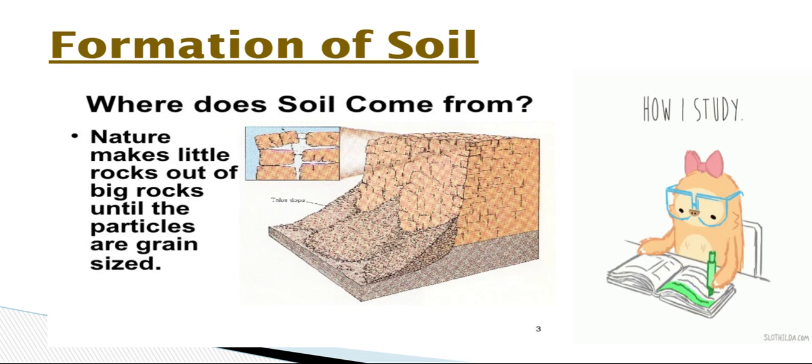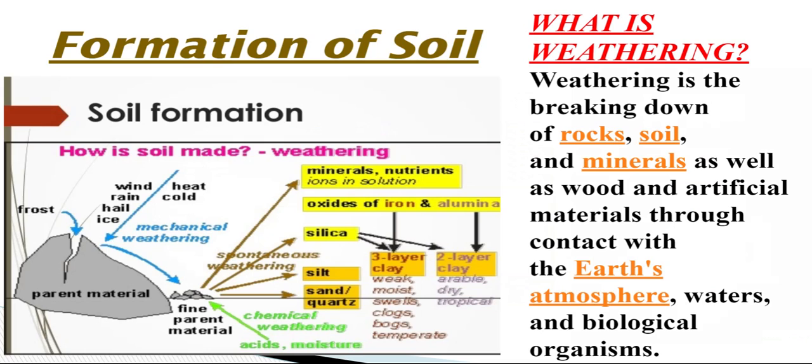The first question which should come to your mind is, where does soil come from? Nature makes little rocks out of big rocks until the particles are grain sized. As you can see in the picture, there are larger rocks and they are transformed into smaller rocks till the time that they are grain sized. Now, let's move further and see this picture.